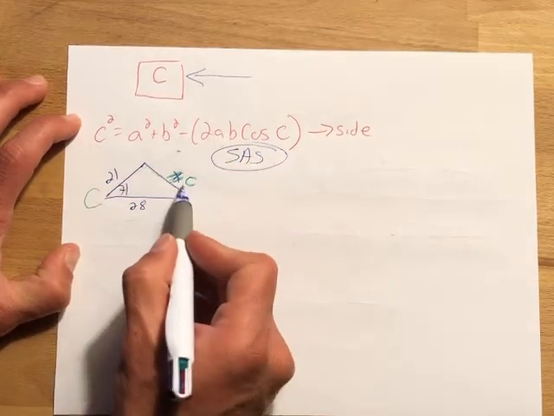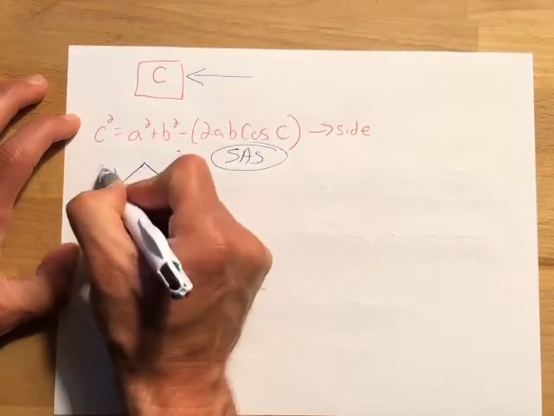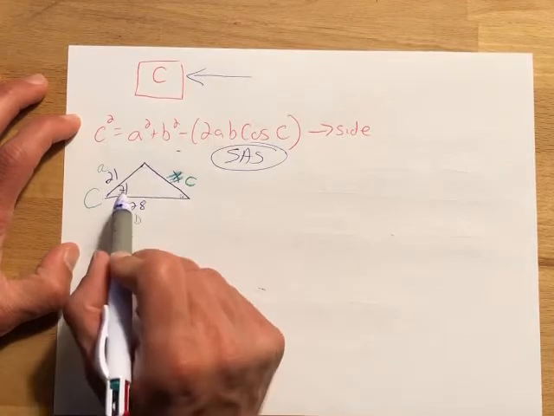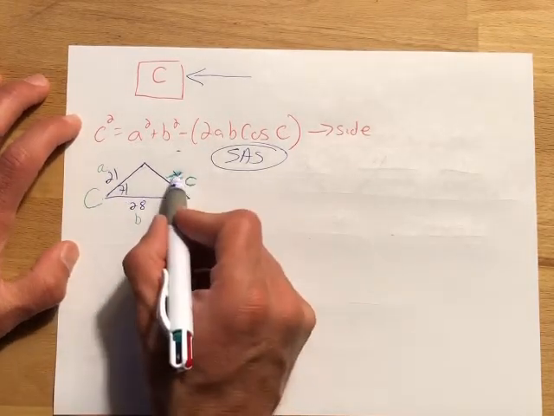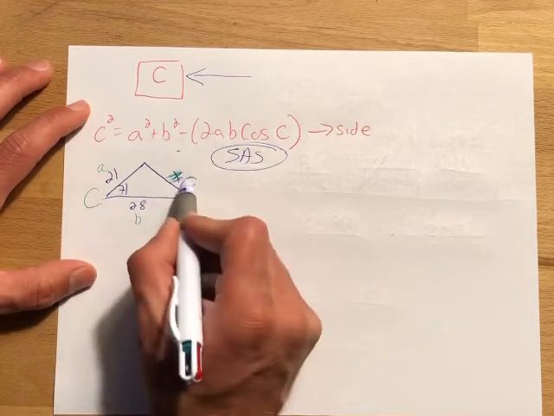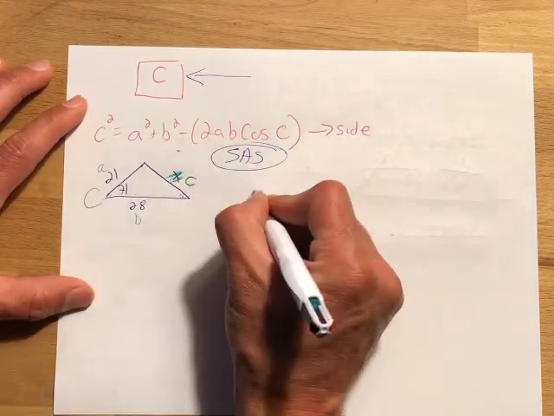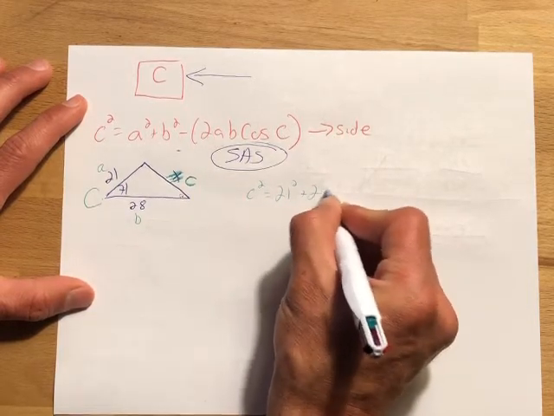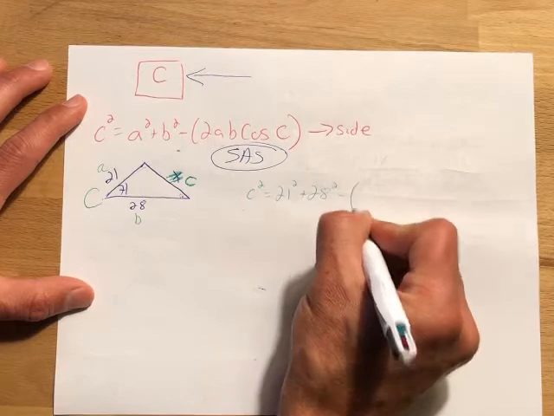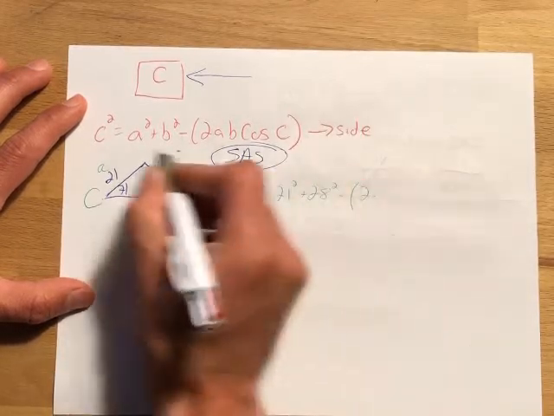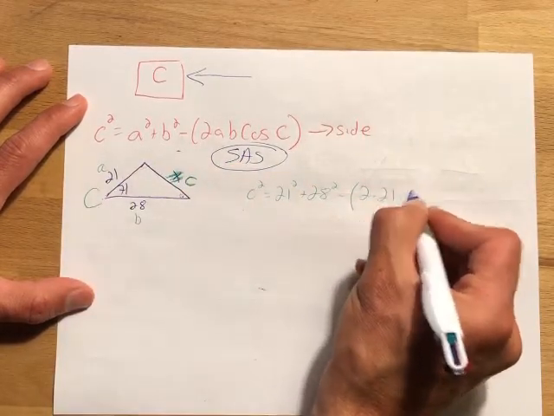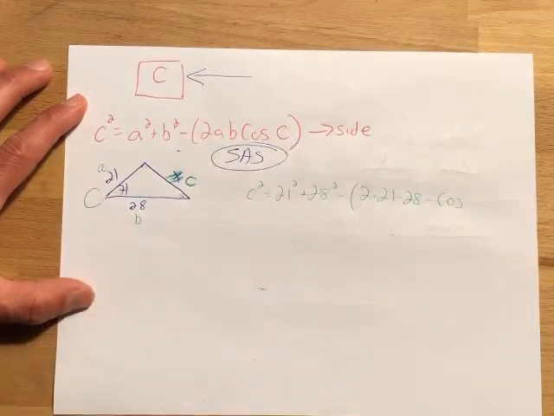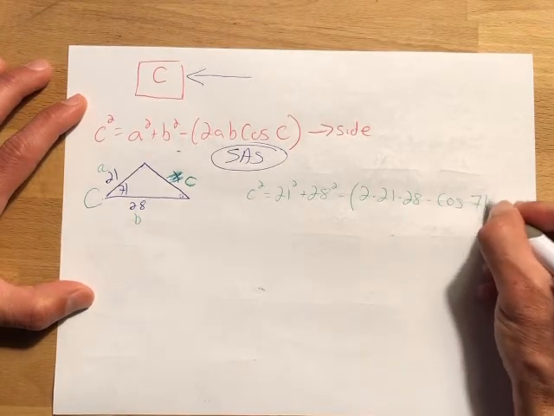That's why, because remember, angles are across from the sides, and this is A and this is B. Or this is A and this is B. A and B doesn't matter. Just make sure that the angle or side that you're trying to find is your C. Now I'm going to set it up. I'm going to say C squared equals A squared plus B squared minus parenthesis 2 times my A times my B times cosine of angle C. Angle C is 71.